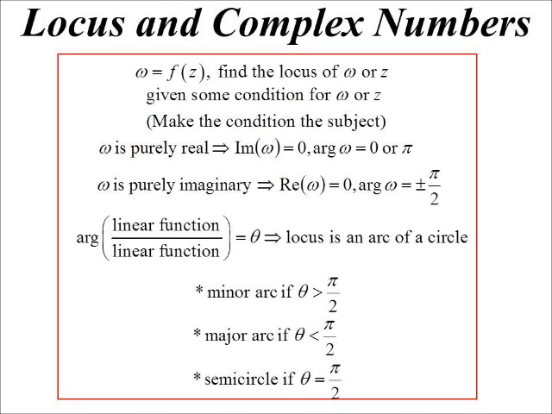Now, it'll be a minor arc if theta is greater than pi on 2. It'll be a major arc if theta is less than pi on 2. And we get a semicircle if theta is pi on 2. It basically comes from the angle in a semicircle idea. We'll have a look at an example later and we'll see what I'm talking about there.